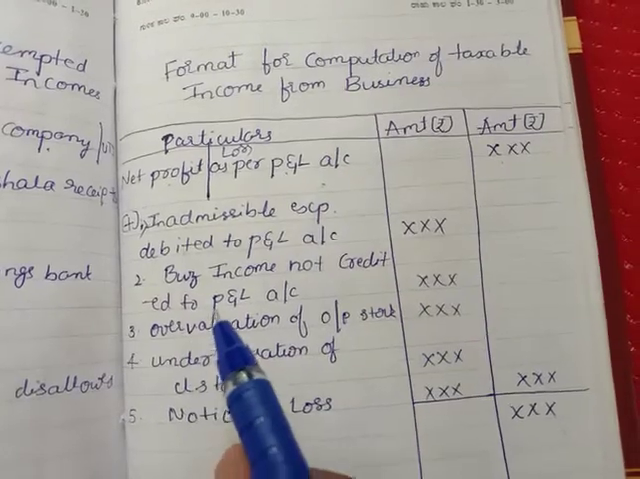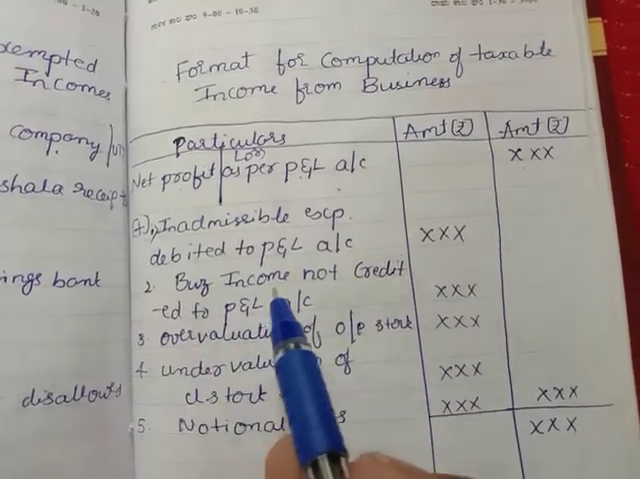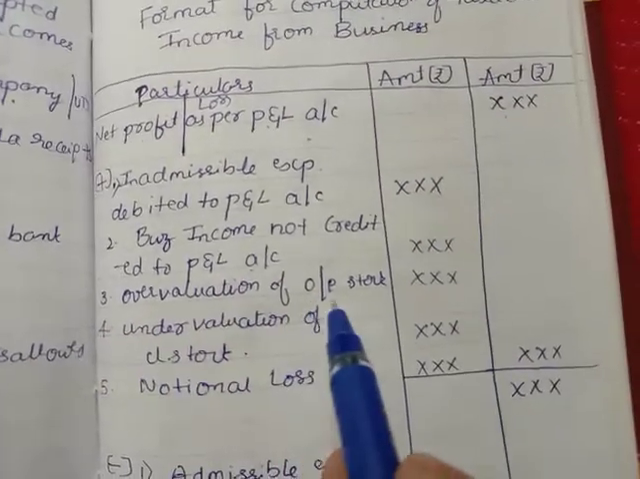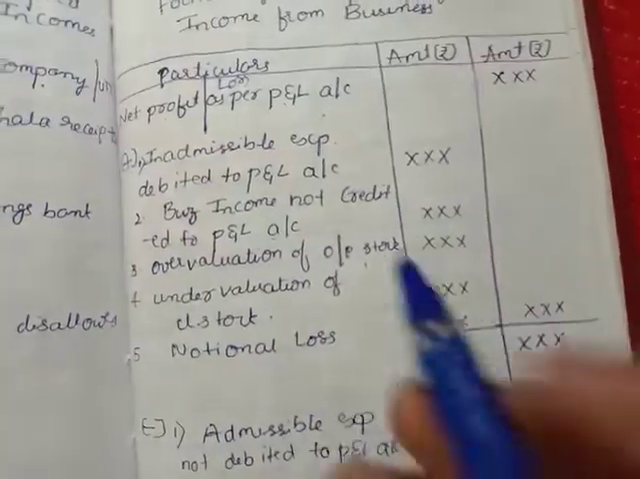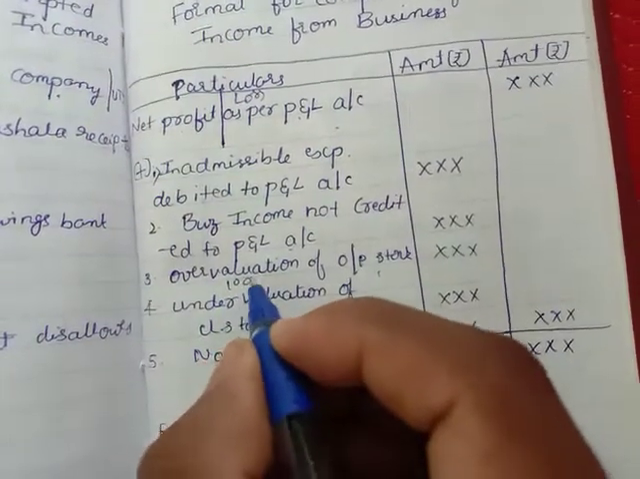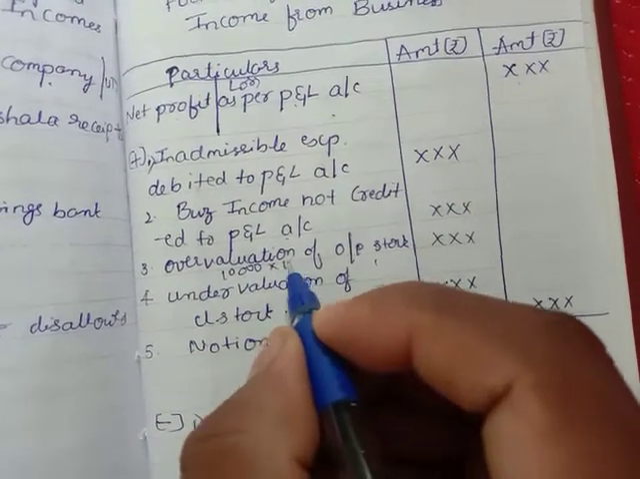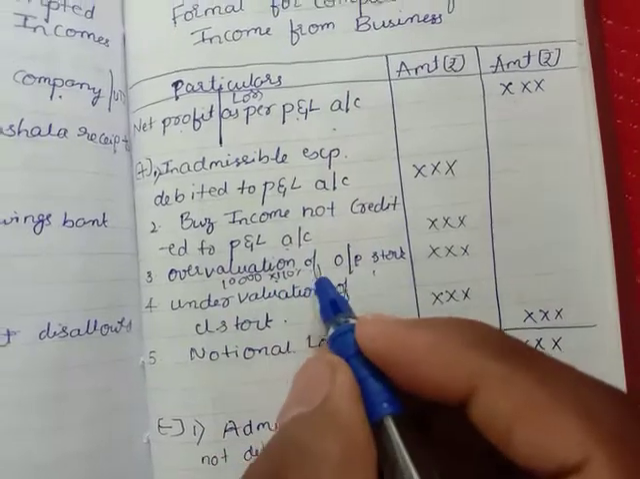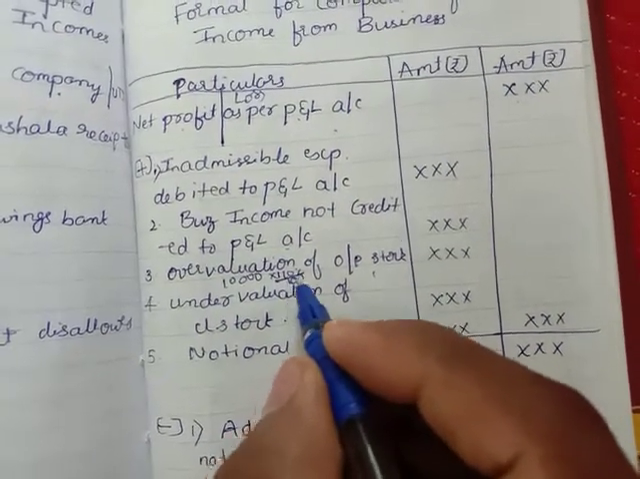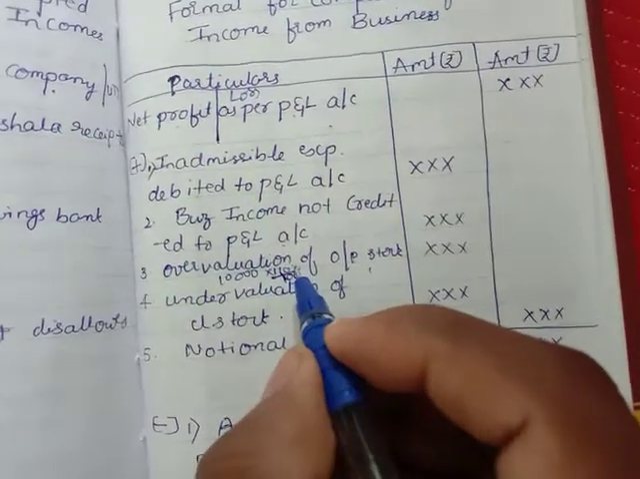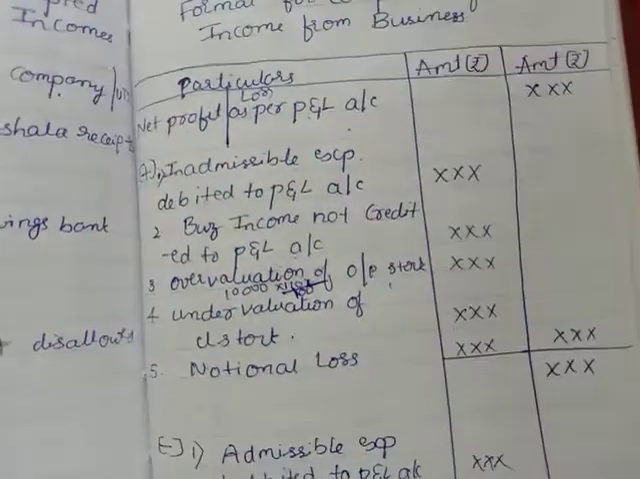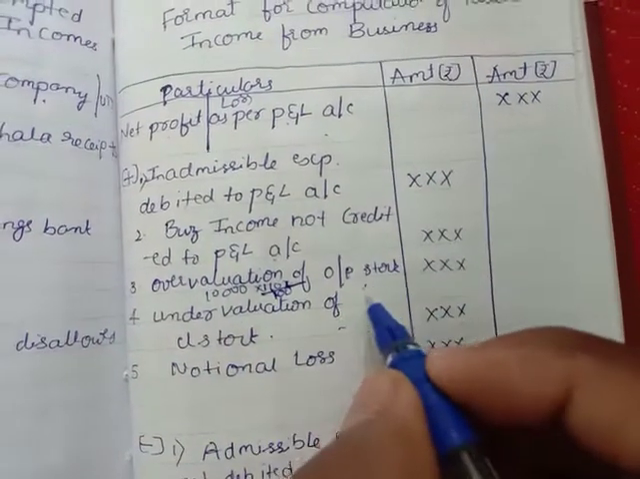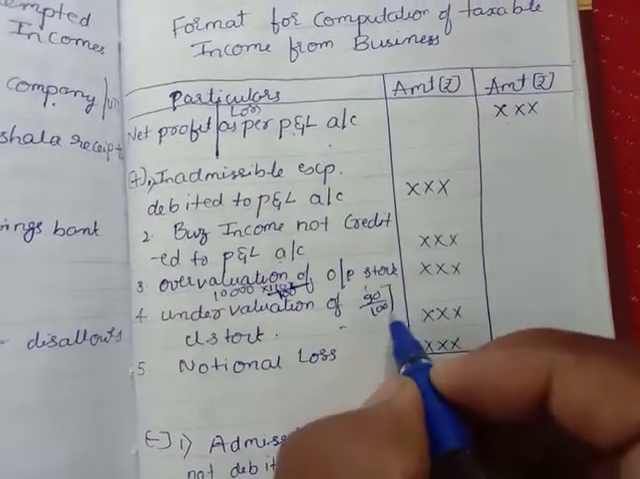Next, business income not credited to profit and loss account. We already discussed it. If business income is given but not credited to the profit and loss account, that should be added to the net profit. Next, overvaluation of opening stock. For example, 10,000 is given in the problem with 10% overvaluation. Overvaluation means it is above the cost, right? So if 10% is given, 110 divided by 100 should be considered. Why is 110 considered here? Because it is an overvaluation over the cost. Next, undervaluation. For example, 10% undervaluation means 90 divided by 100 is considered here.